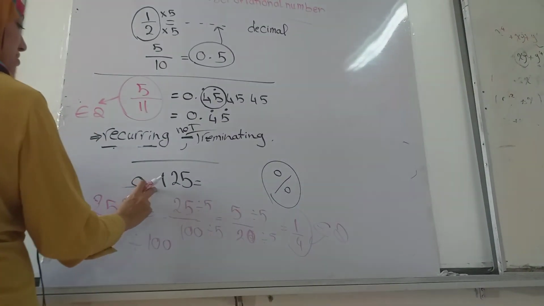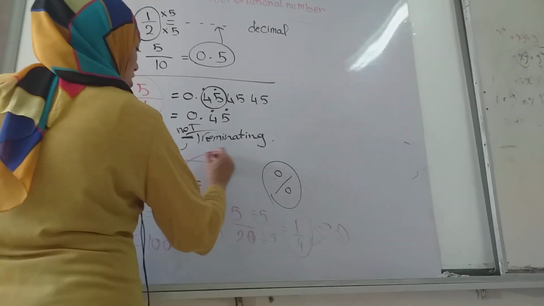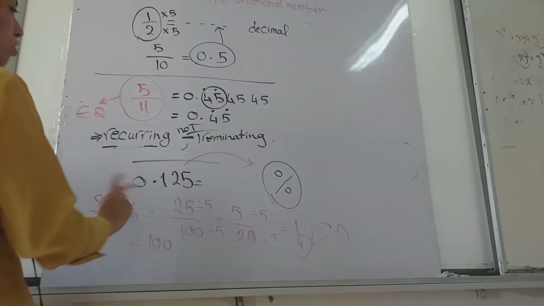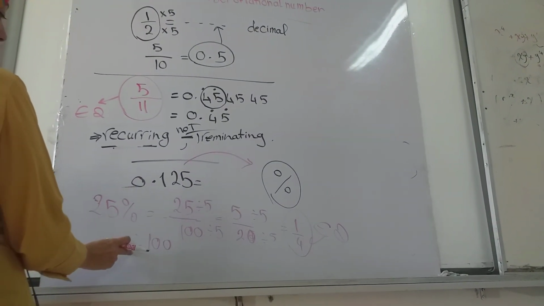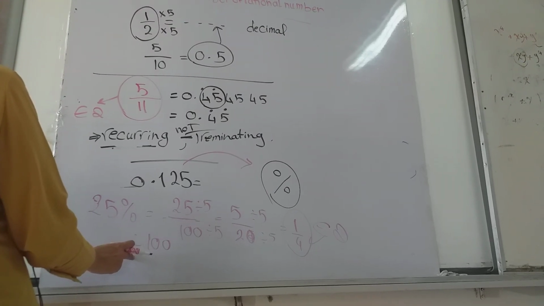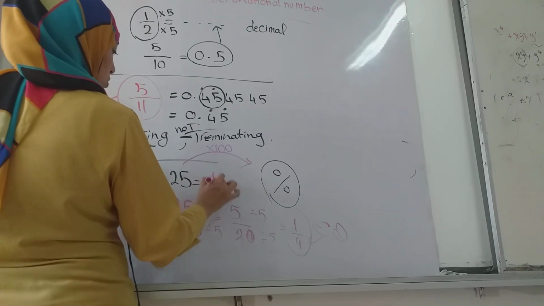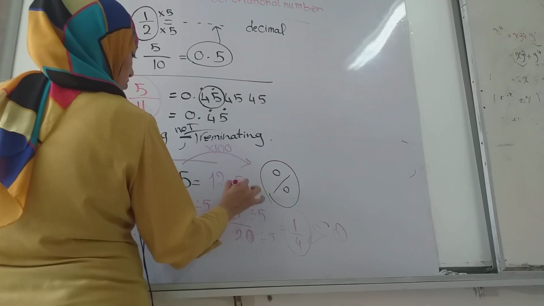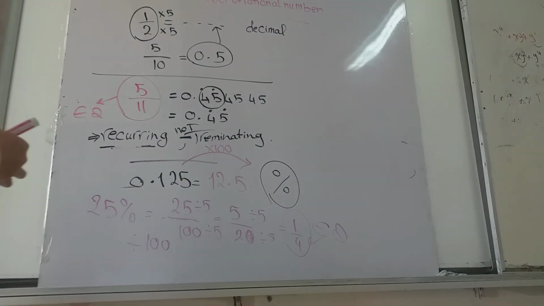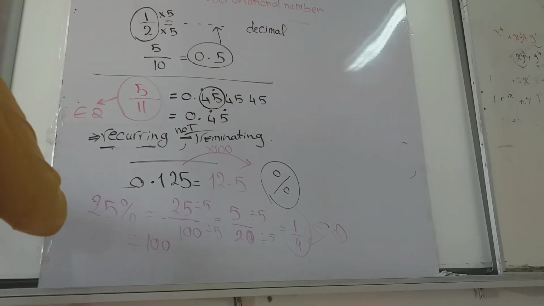And if I have a decimal, I can convert it to a percentage. What do I do? Inverse the operation. Instead of dividing by 100, multiply by 100. So the answer will be 12.5%. Okay, let's take the last example.